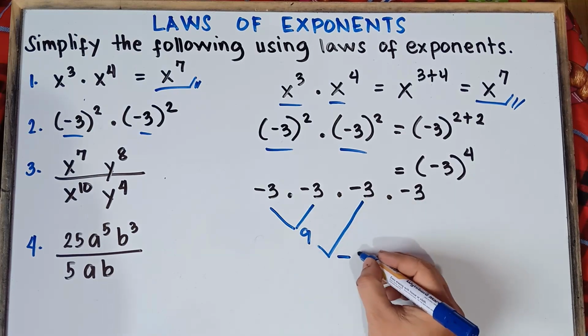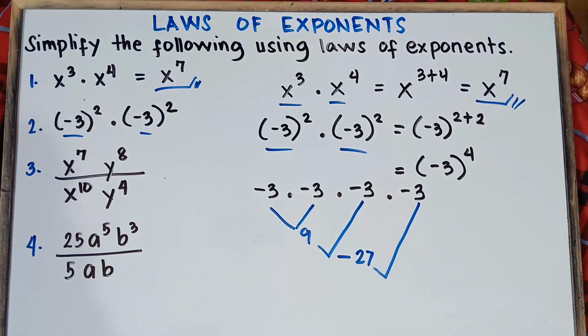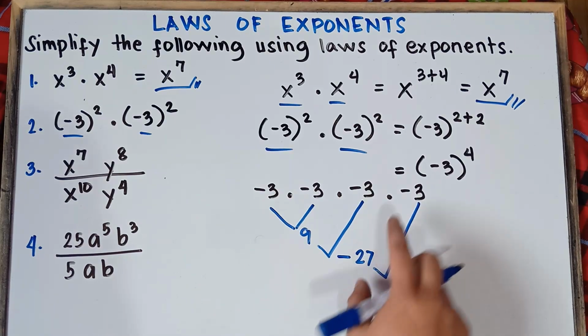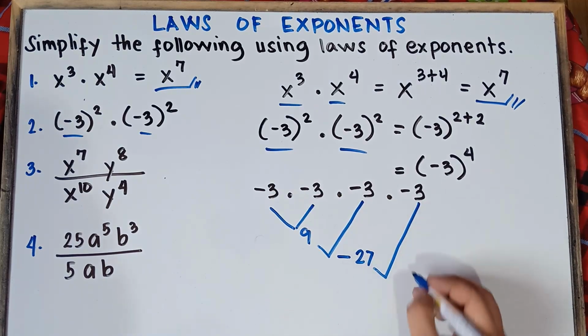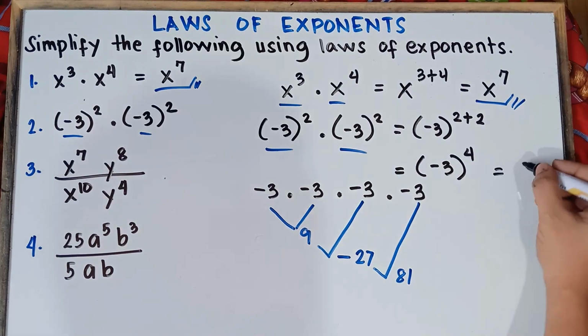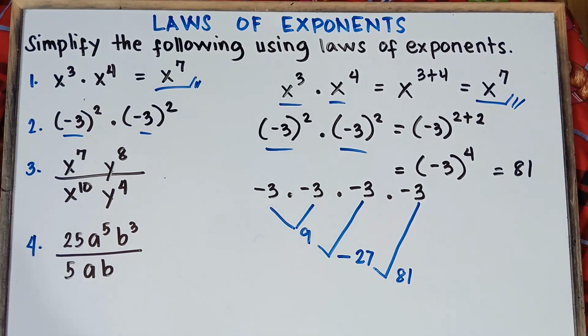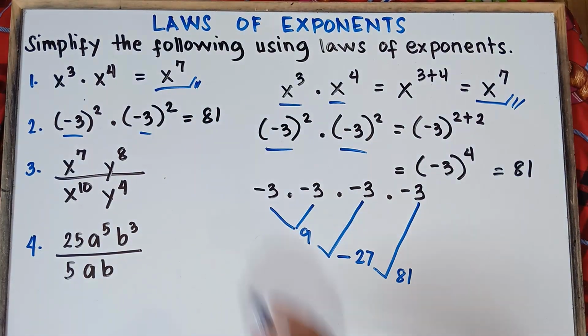9 times 3, that is 27. And then negative 27 times negative 3, negative times negative is positive, then 27 times 3, that would be 81. Positive 81 because negative times negative is positive. Therefore, our answer would be positive 81. That's it, class. That's the answer for number 2. Positive 81.